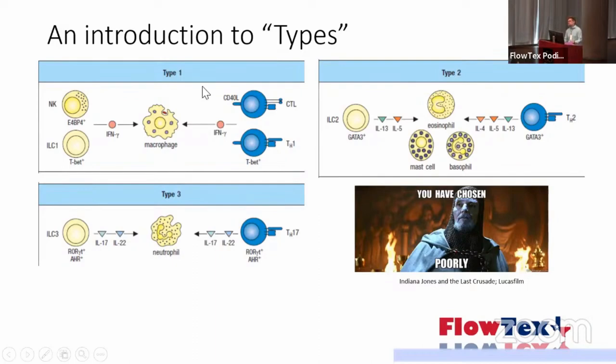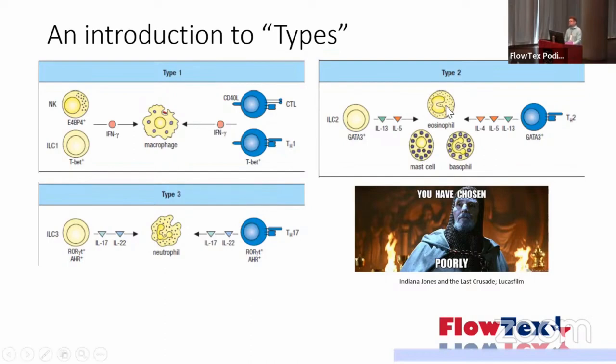So there are three types of immune responses. Some would argue with me and say, hey, there's 9, there's 20. It's fine, right? Again, concepts, not facts. But the general agreed upon three are type 1, type 2, and type 3. Type 1 immune responses are specifically targeted towards intracellular pathogens. So this includes your viruses, this includes your bacteria, things of this nature.